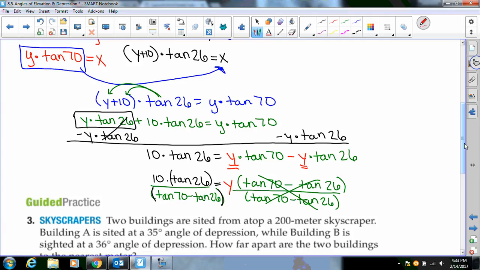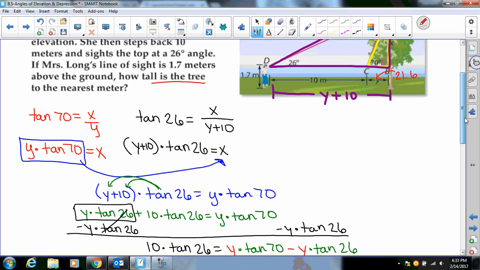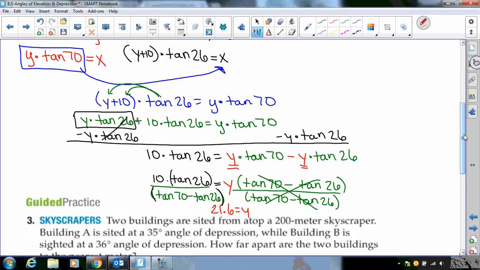And if you do it right, so you guys need to be checking this on your calculator, because if you're not practicing this, you are going to struggle. If you did it right on your calculator, you should get out 21.6. Okay, now that's our y. So I'm going to go back up to my picture. My y represents the 21.6, but the question is how tall is the tree? Well, the tree is representing that x there. So I'm going to take my y and I'm going to plug it back in over here.